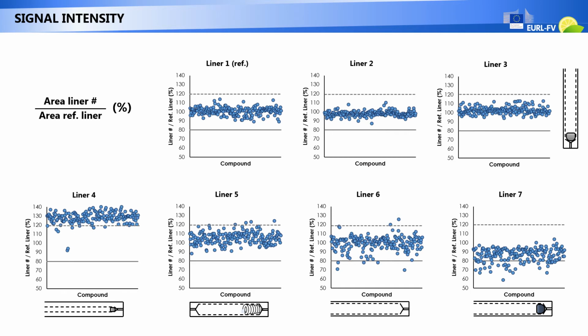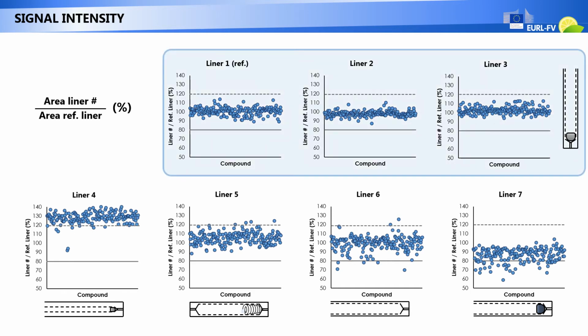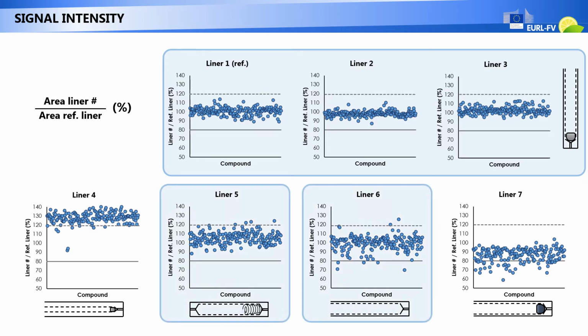In these graphs, each ball represents a compound. There were no significant differences in the sensitivity when using liners number 1, 2, and 3, so it seems that the deactivation process does not affect this parameter. The same happened with the special geometry in liner number 5 and the absence of packing in liner number 6. In both cases, most results were similar to the reference liner.